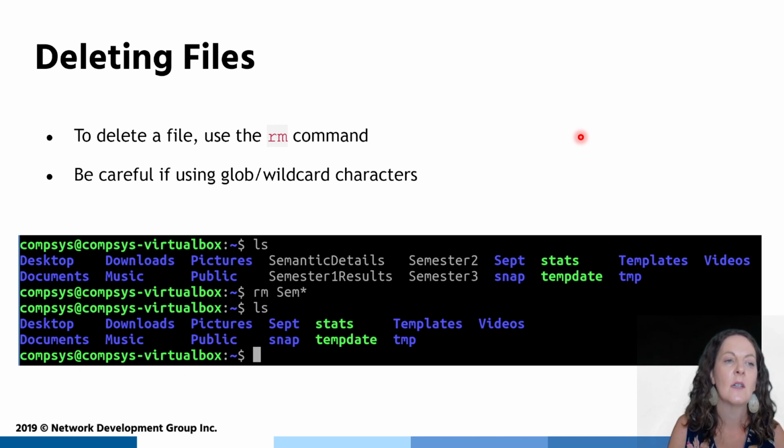Delete file using your rm, and be careful if you're deciding to use the likes of matching your wildcard characters into this. Remove all files that begin with capital S, lowercase m, and a star. It could catch a lot of them, right? Be sure that they are the ones that you want removed. Okay, so again, be careful with overwriting when you're moving files or copying files, and be careful of using the asterisks or any of the wildcard characters when you're deleting files.